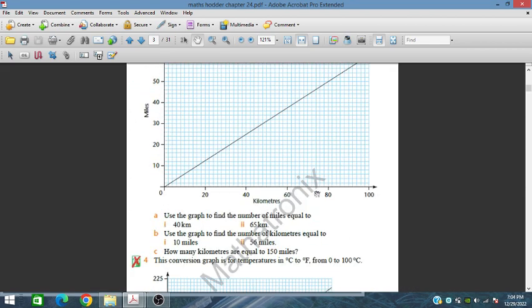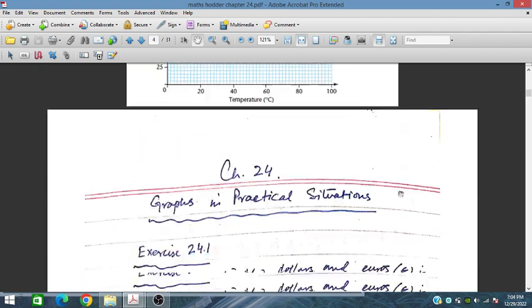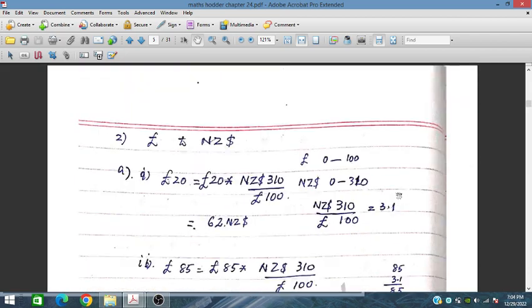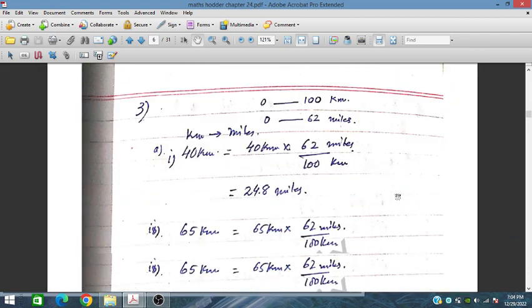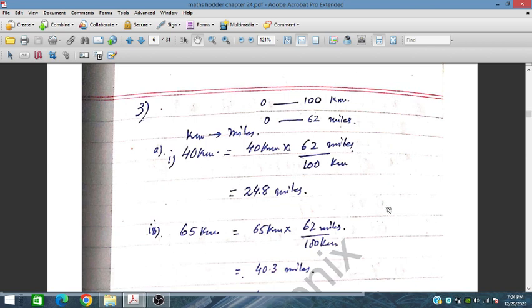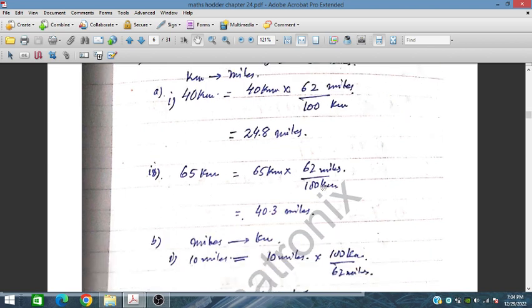So this 40 will go here, and on this graph we read approximately 25. So that is 24 point something, pretty close to 25 miles. So 65 kilometers is equal to 40.3 miles.